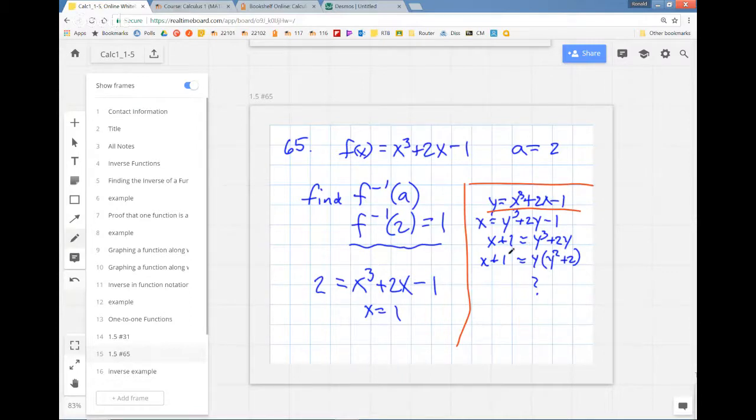And well, no matter what you do, you can't solve for y. I mean, you could factor the y out like I did here, but you can't get y by itself on one side. So at least with the techniques I've shown you so far, you can't do it. But you could still do the problem, because if the answer is 2, just by playing around, you can find out that x would be 1. You know, just try it. 1 cubed is 1, plus 2 times 1 is 2. 3 minus 1 is 2.